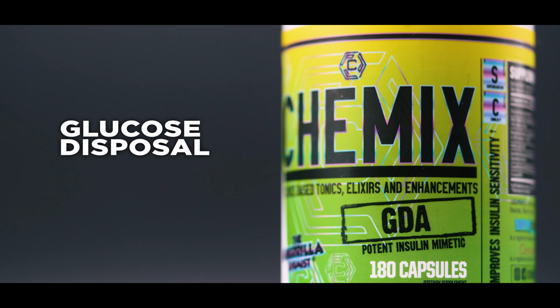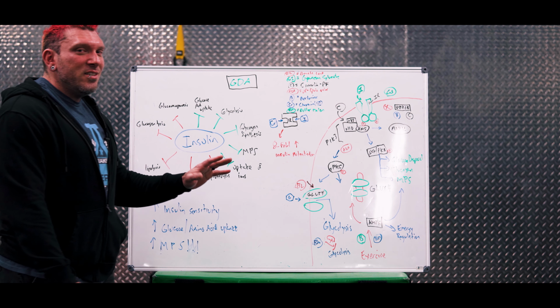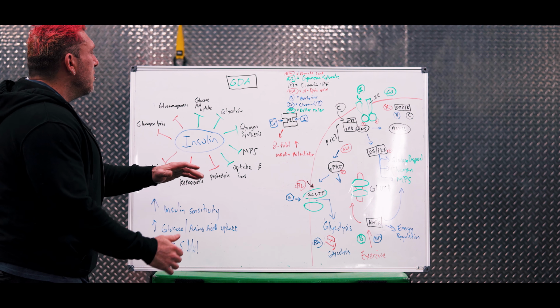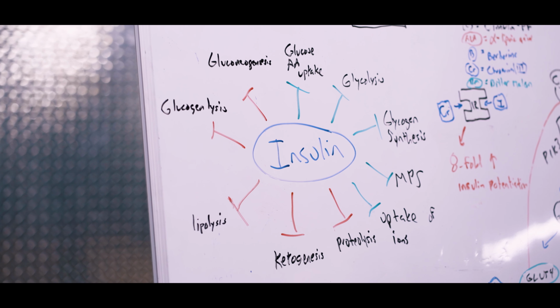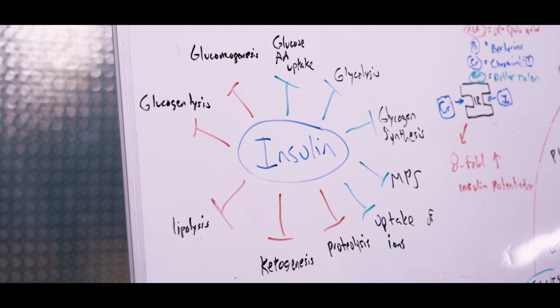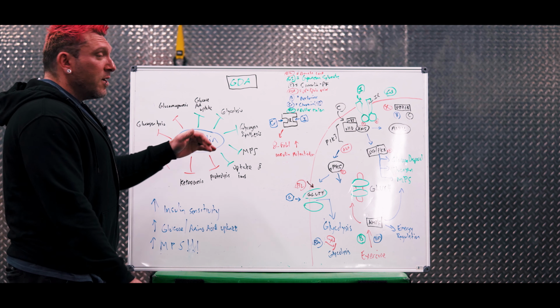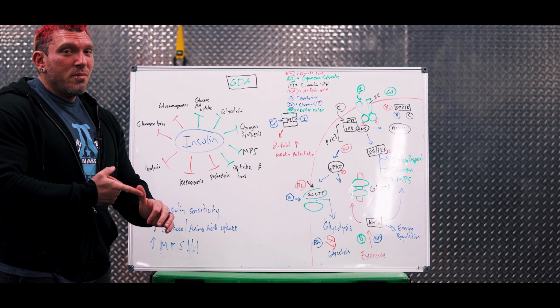Wanted to talk to you about our new product called GDA, which is a glucose disposal agent. There's a lot of stuff on this board. I'm going to try and make it as digestible as possible for you. So, insulin, your best friend, your worst enemy, which one is it? Well, both, actually. When it comes to building muscle, nothing's more anabolic than insulin.